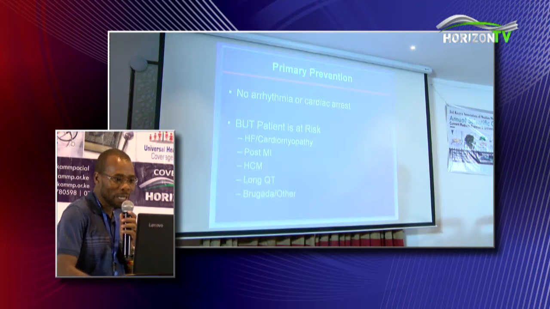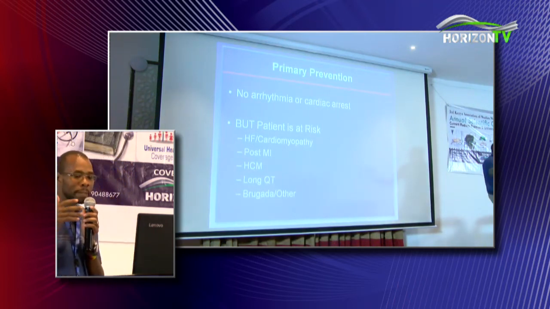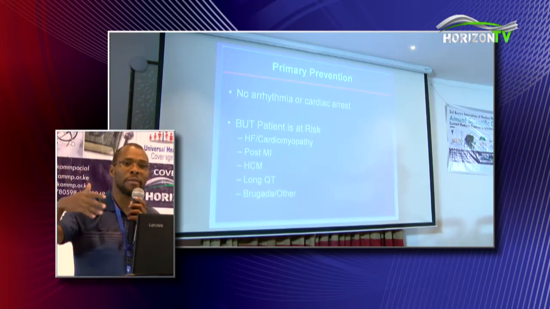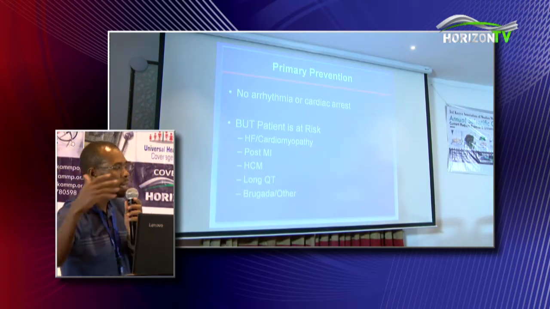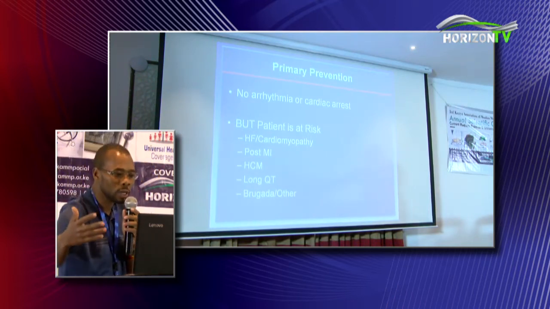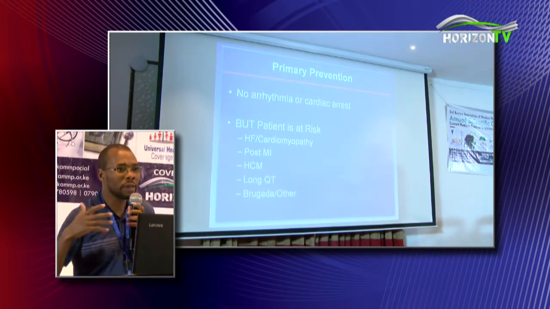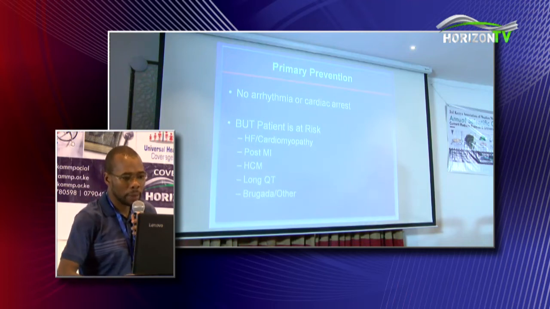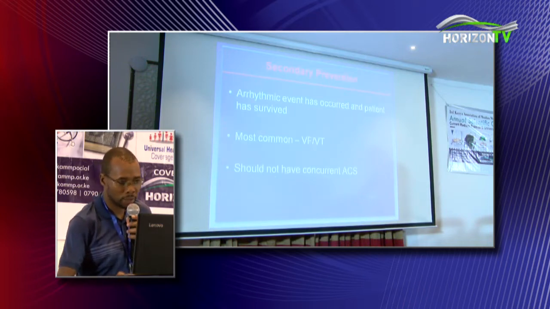So what is primary prevention? When we talk of primary prevention of sudden cardiac death, it means this patient has never had an event. This is a person who is at risk. The person may have a cardiomyopathy, a long QT syndrome, or a family history of sudden cardiac death. So the purpose of primary prevention is to prevent an event in a patient who has never had any acute illness. These are people who have cardiomyopathy or heart failure, post-MI patients, hypertrophic cardiomyopathy, long QT, and Brugada syndromes.